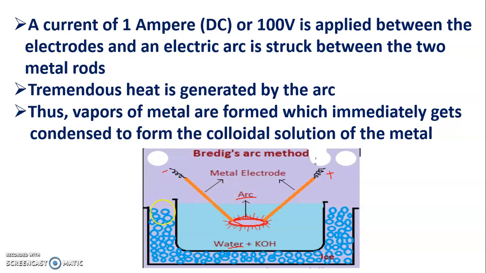But since we have a freezing mixture here, see, a lot of ice is there outside the container, so these vapors are not allowed to escape. Instead they are condensing back and they are forming the platinum salt, or the respective metal salt. A current of 1 ampere or 100 volt is applied between the electrodes and an electric arc is struck between the two metal rods. Tremendous heat is generated by the arc. Thus, vapors of metal are formed which immediately get condensed to form the colloidal solution of the metal.